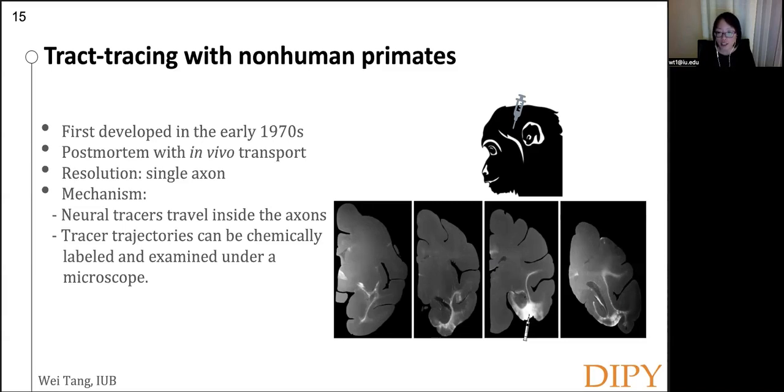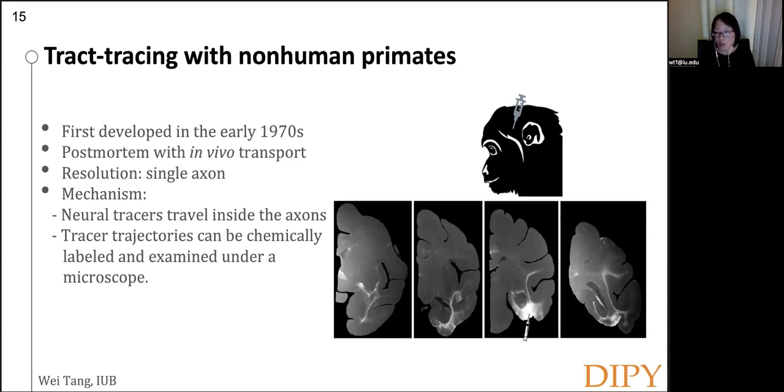As shown in this figure, a neurotracer was injected into the inferior temporal region. The tracer molecules traveled inside the axons in the intact, unlesioned brain by normal physiological mechanisms. The animal was then sacrificed and the brain was sliced and prepared for staining. Chemical reactions in the staining made the trajectories of the tracer visible, including its origin, passage, and termination.